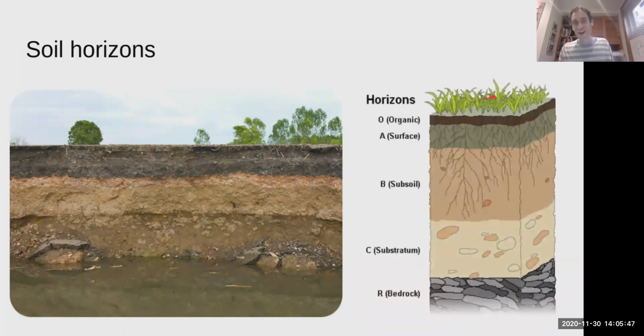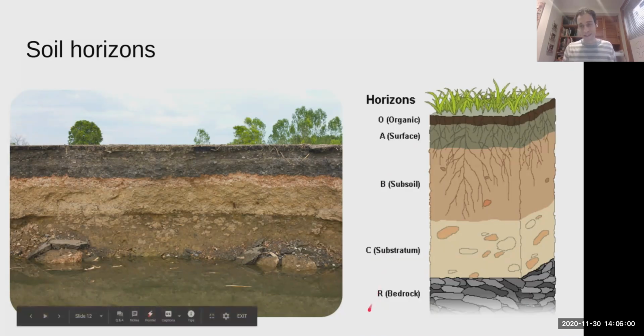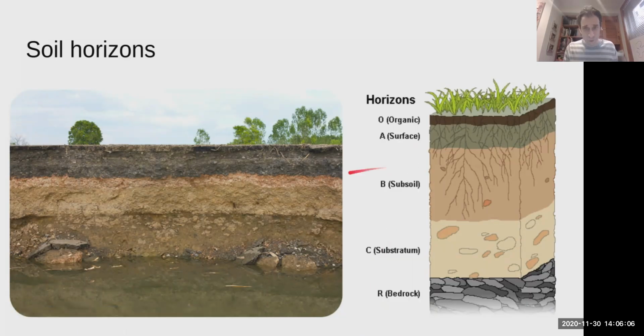But these are what are called our soil horizons, these different layers. And these are the layers that you need to know. The O, A, B, C, and R layers. In diagrams, sometimes you'll see reference to an E layer. This is called an eluvial layer, and you can see it right here in between the dark layer and this light one.